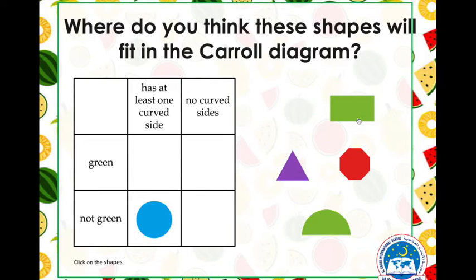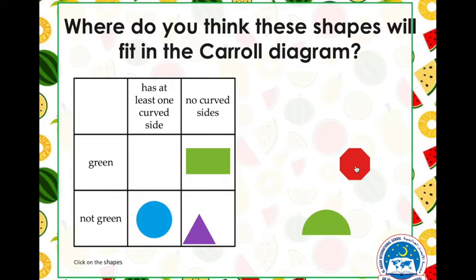How about this one? Is it green? Yes, it is. But does it have any curved sides? No, it doesn't. So we're going to put it in the block that says no curved sides and is green. How about this one? Is it green? No, it's not. Does it have any curved sides? No, it does not. So we're going to put it in the block that says not green and no curved sides.